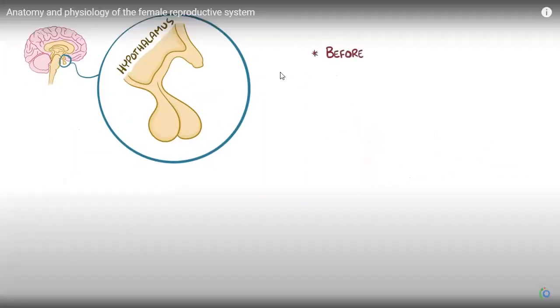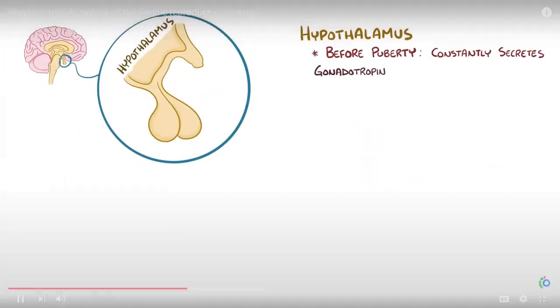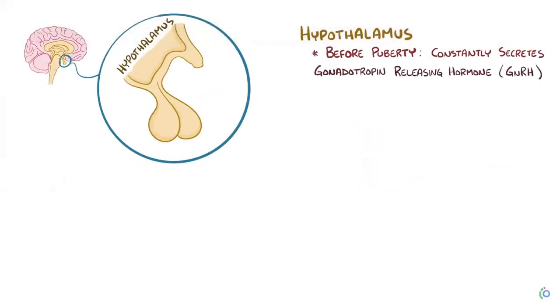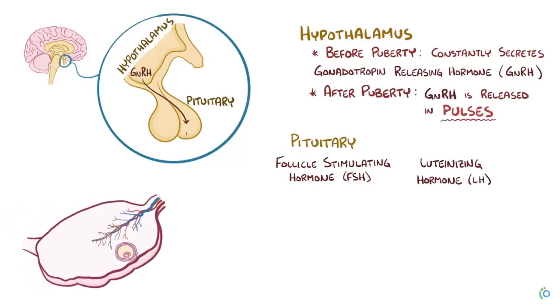The menstrual cycle is ultimately controlled by the hypothalamus, which is at the base of the brain. Before puberty, the hypothalamus constantly secretes small amounts of a hormone called gonadotropin-releasing hormone, or GnRH. That GnRH travels to the nearby pituitary, which secretes 2 hormones of its own, follicle-stimulating hormone, or FSH, and luteinizing hormone, or LH. Once puberty hits, the hypothalamus starts to secrete GnRH in pulses, sometimes more and sometimes less, and the pituitary FSH and LH make the ovarian follicles develop.